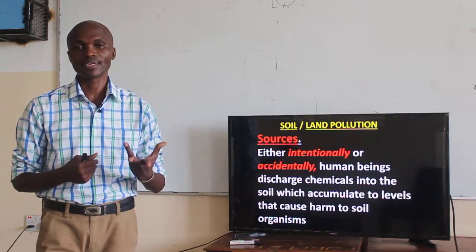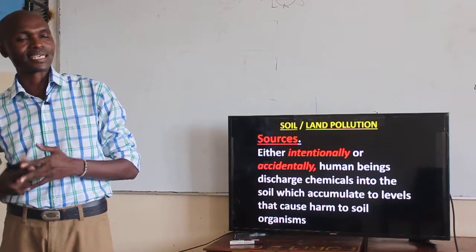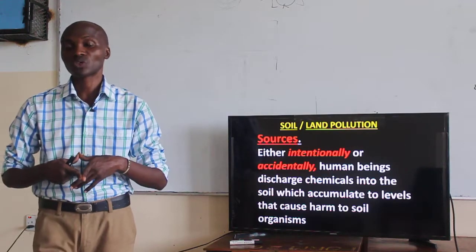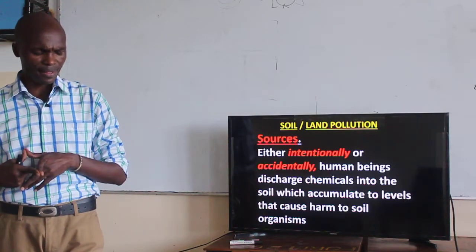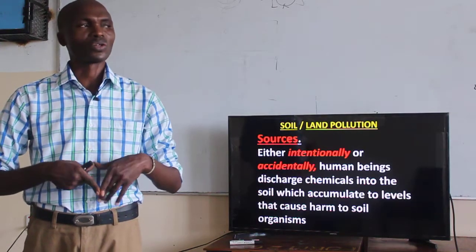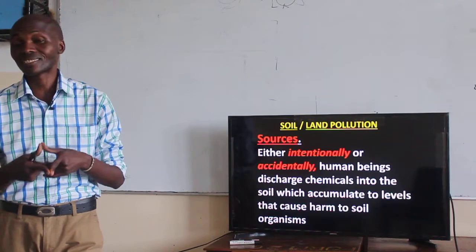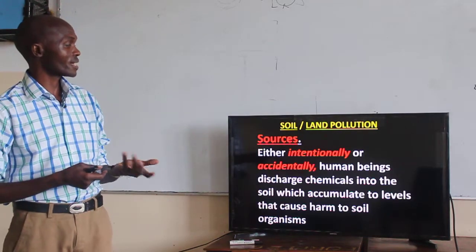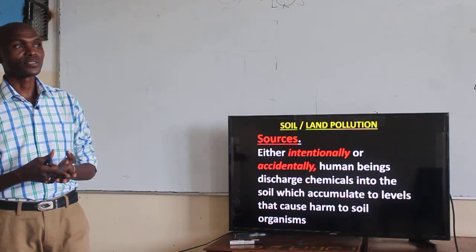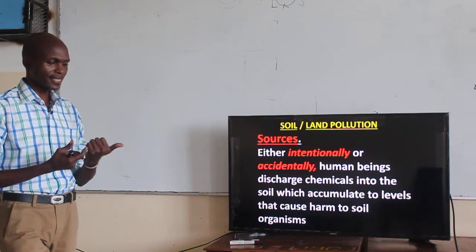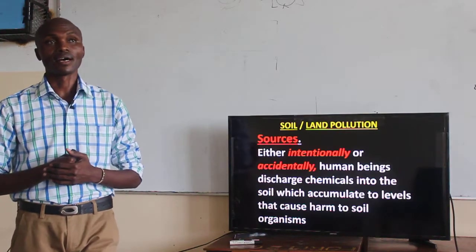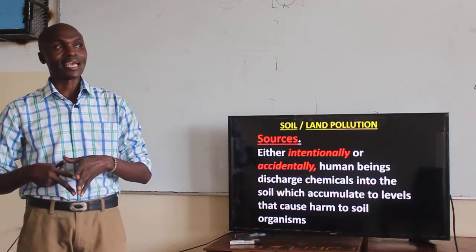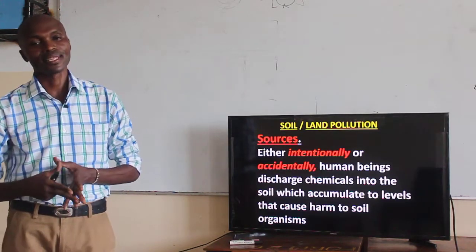We begin with soil or land pollution. Just like the previous session, we need to remember that when we talk about soil pollution or land pollution, we are looking at the disposal or the deposition of substances, either in form of matter or even energy forms, that are deposited in the soil on land to such levels that these amounts actually produce harmful effects on the living organisms, either living on the soil or within the soil itself.